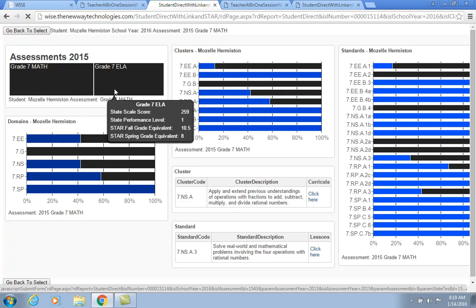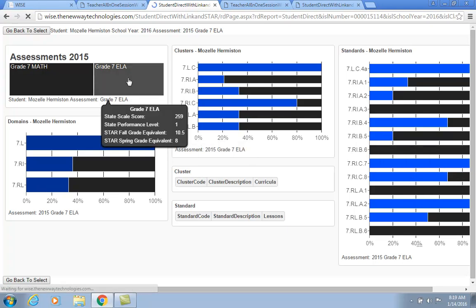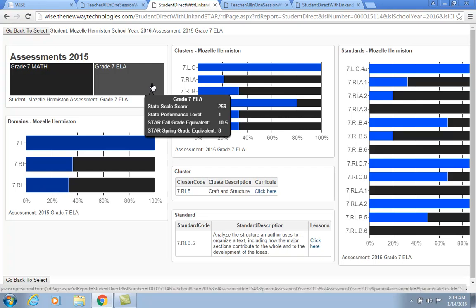For ELA, that student had a scale score of 259 and a performance level of 1, so she's weaker in ELA than math. In the fall she had a grade equivalent of 10.5, and in the spring a grade equivalent of 8. So this particular student actually declined from one level to the next.